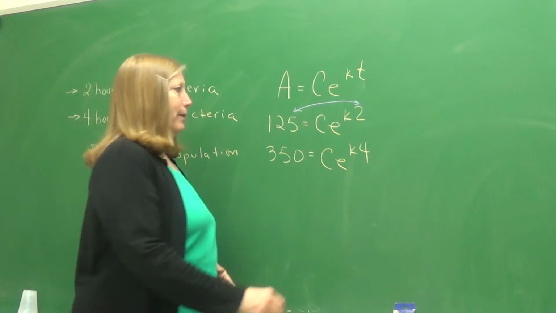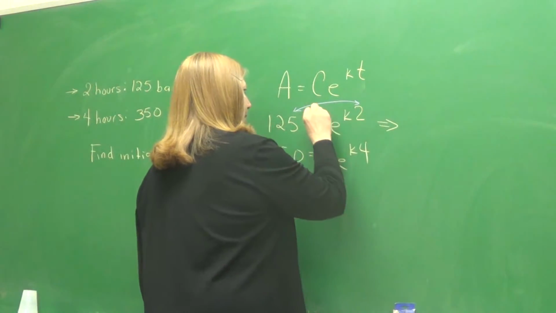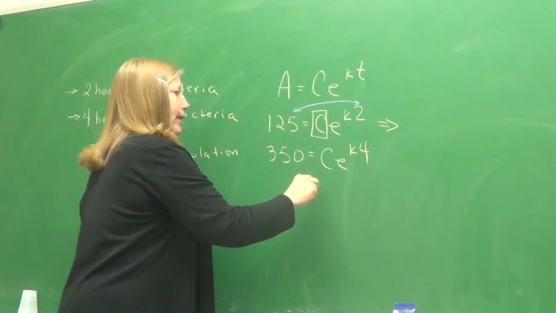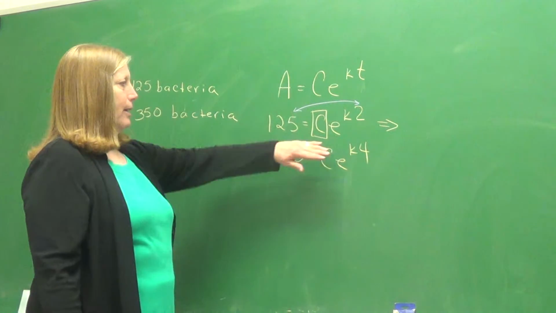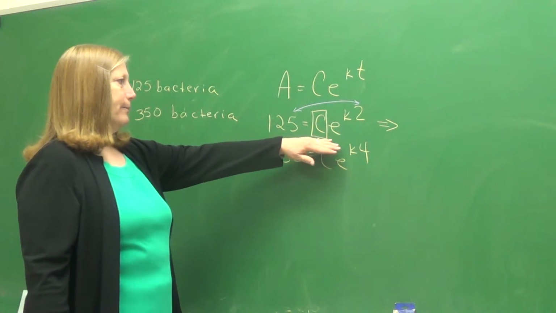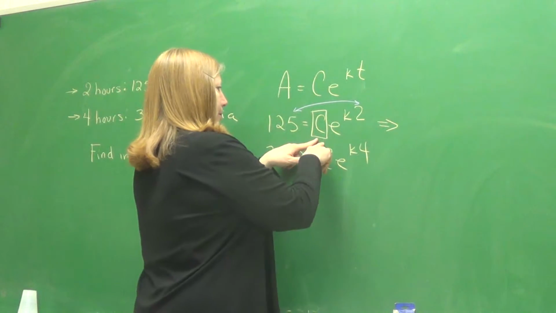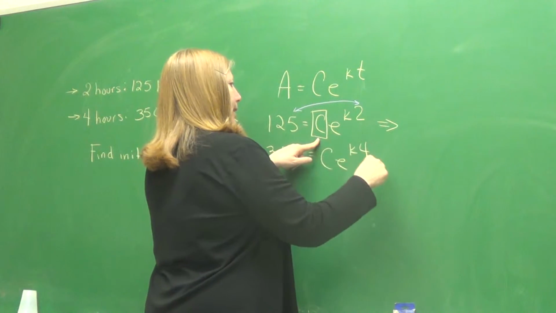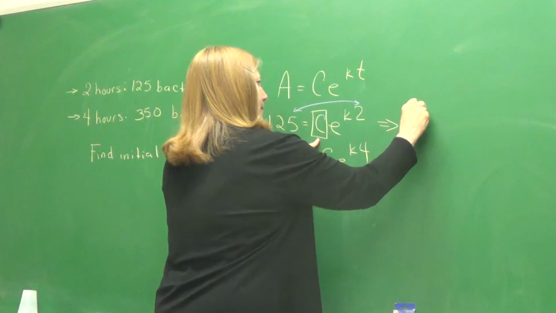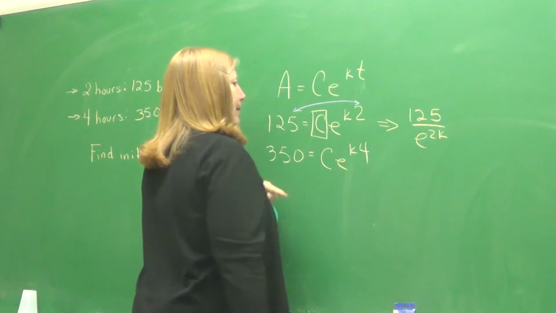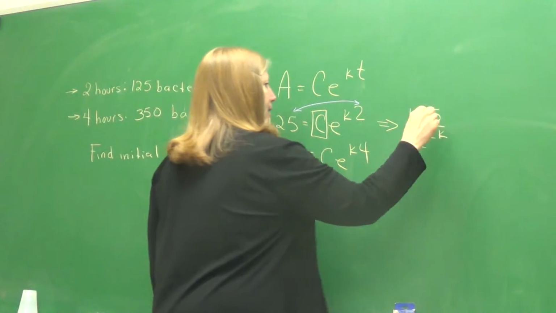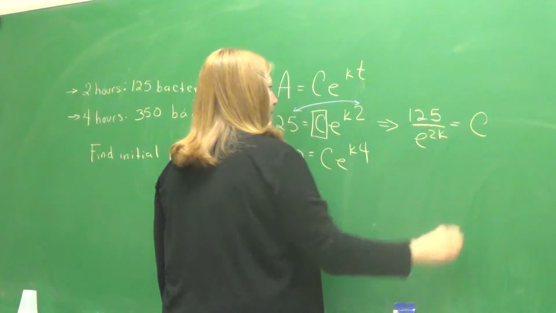Let's solve this one for C. So if I want to get C by itself so that I can plug that expression in for C here, what would it look like? So Bailey, when I solve this for C, I get what? 125 divided by e to the k2. Right. And I'll put 2k. So that is C. So C equals that.